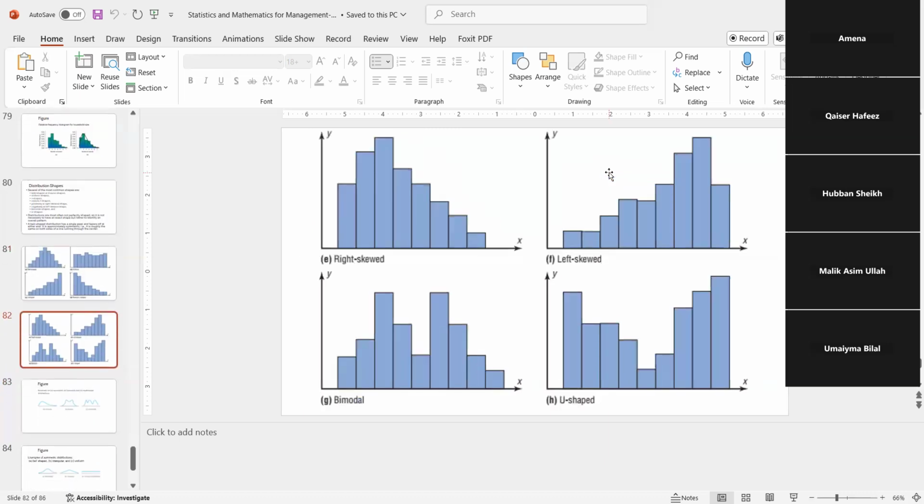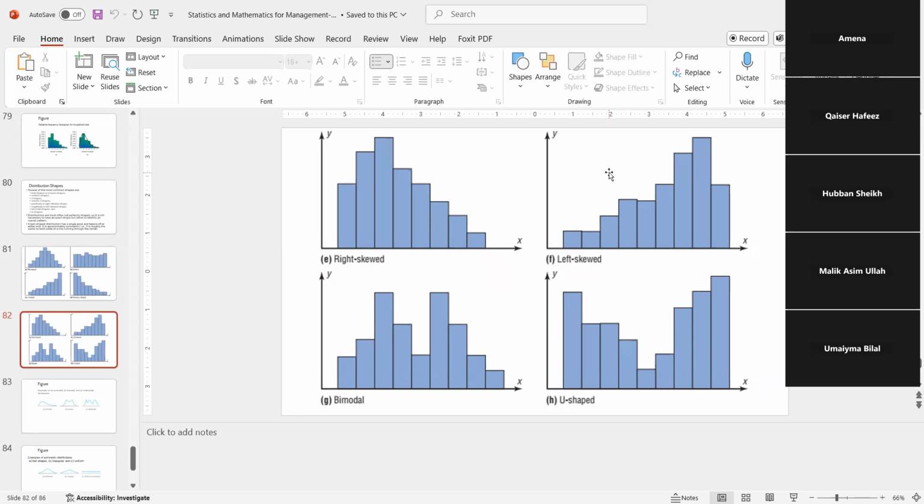The lesser non-symmetric or asymmetric data sets are generally identified as right skewed or left skewed, as shown in figure E and figure F. The right tail data, or right skewed, is also called positively skewed, and the left tail data, or left skewed, in graph F is labeled as negatively skewed data because it has a longer tail toward the lower observations or negative side of the number line.